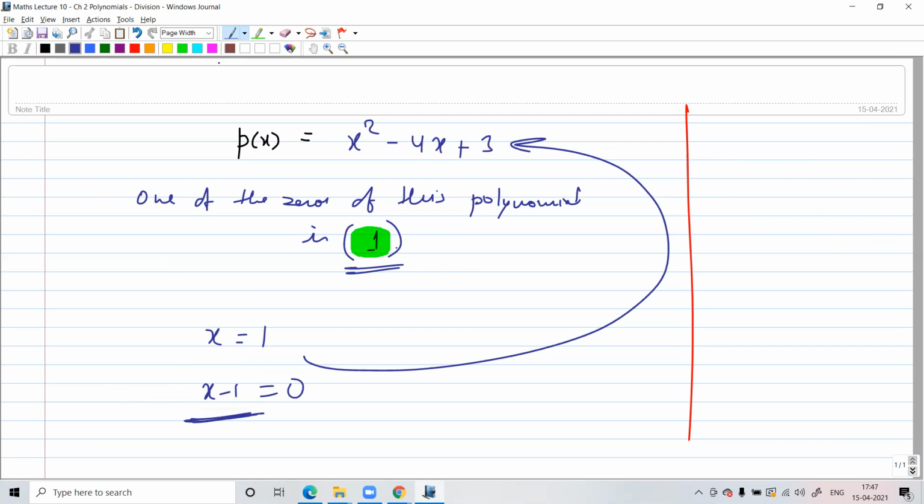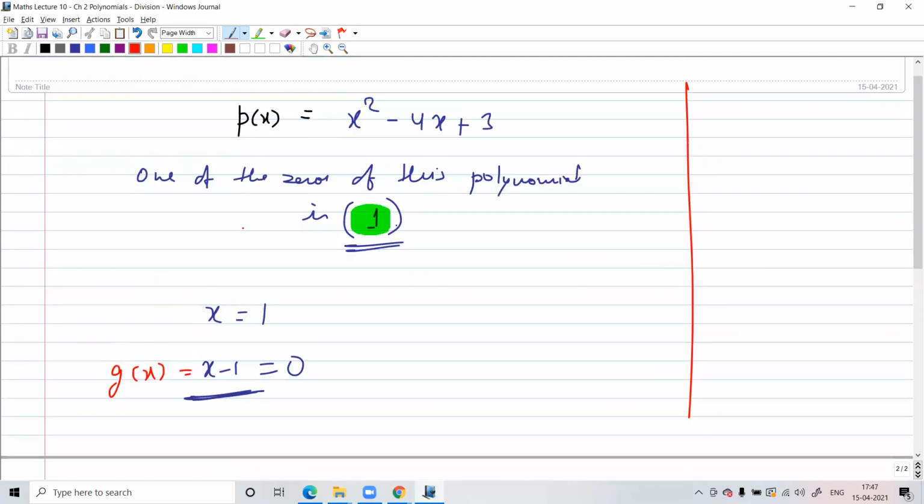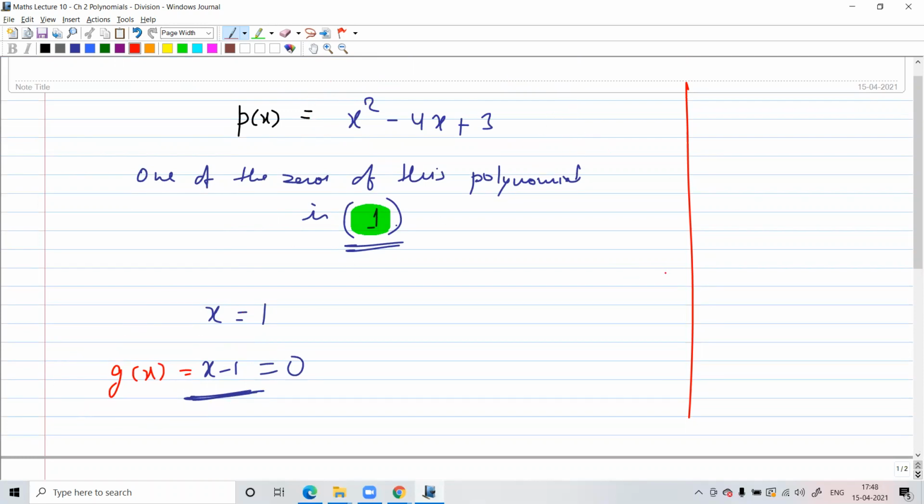Yes, sir. So this x minus 1 is also a polynomial, right? I want you to call it gx. And then, very simple thing, divide your polynomial px with gx and see what happens. Do that division. Px divided by gx, and find me the quotient and remainder. Everybody knows how to do division. Do that very quickly and tell me what is the quotient and remainder.